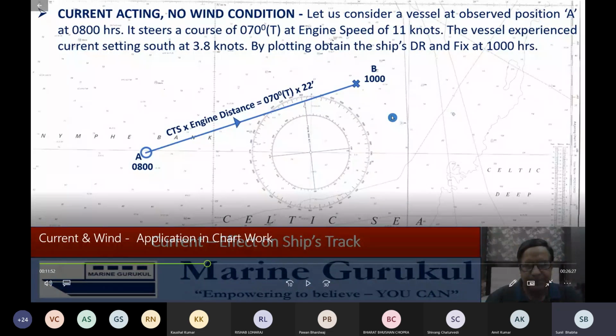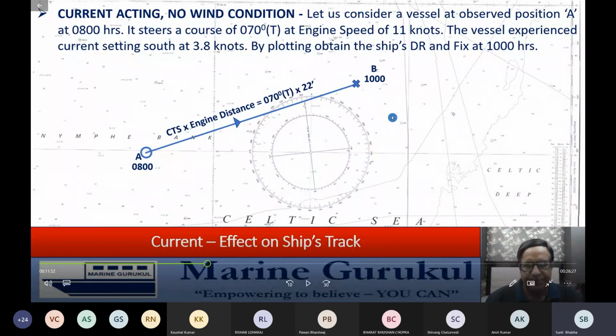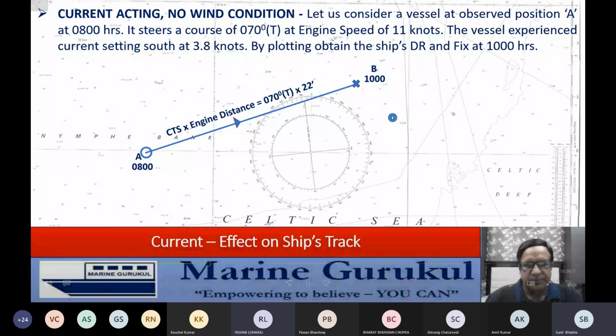This we have already discussed earlier as well. Okay, so up to here is clear, beta. A was our initial position. We have just marked our course steered and engine distance on it. So you can see the CTS vector on the chart now. Okay, this is one of the forces which is acting on the ship. The second force is the current.